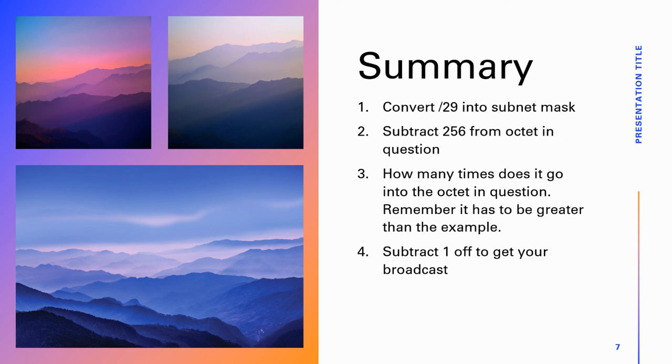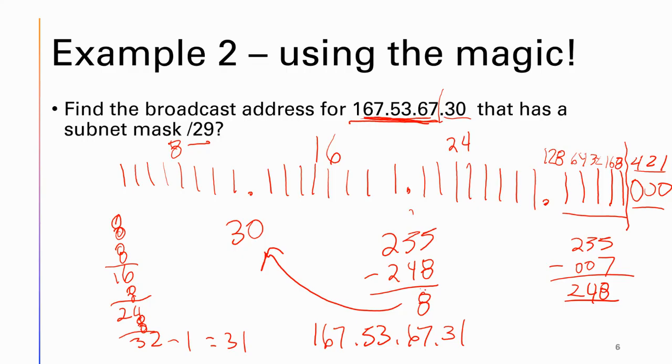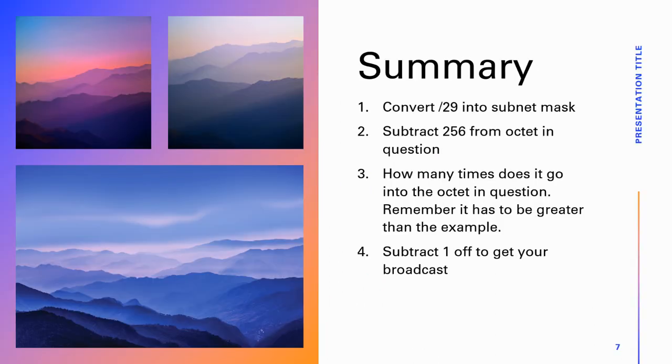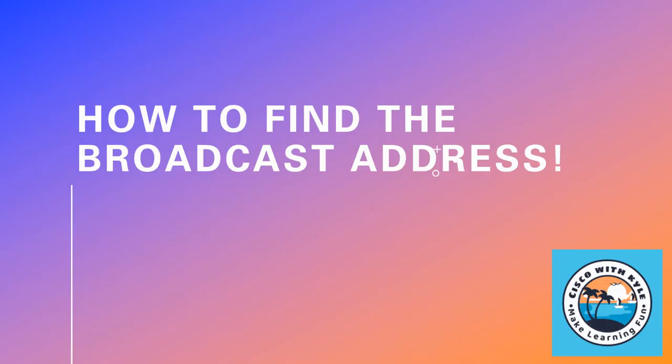Once you figure that out, remember how many times it goes into the octet in question. It has to be greater than the example. We found that it was 8, so how many times 8 goes into 30, but one more than 30. We found out that was 32. Then we just subtracted 1. That's it. Those are the steps to find the broadcast address.